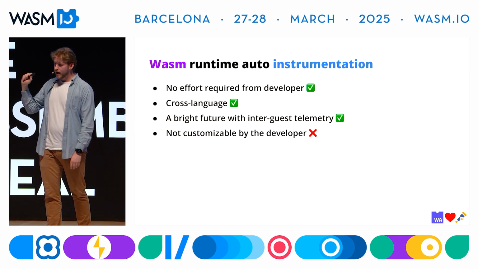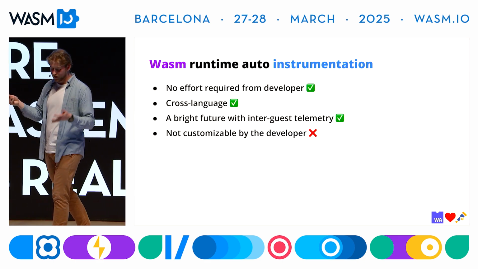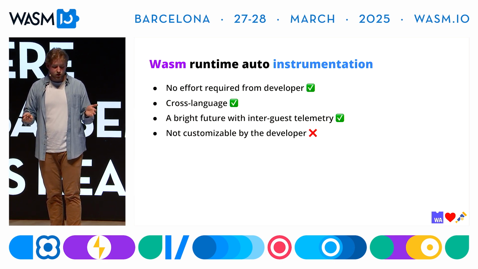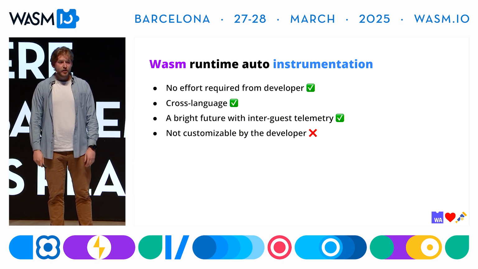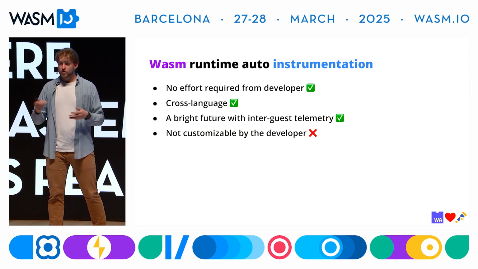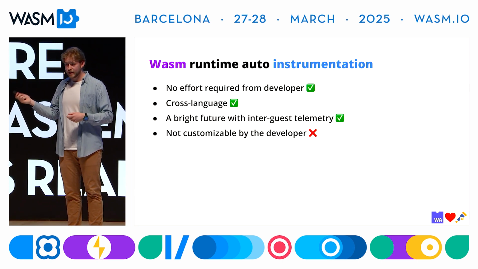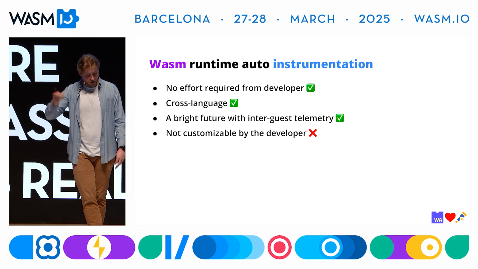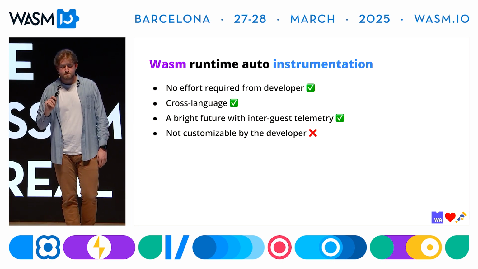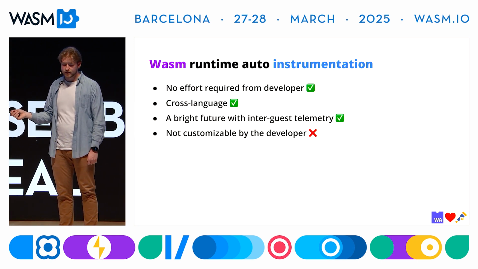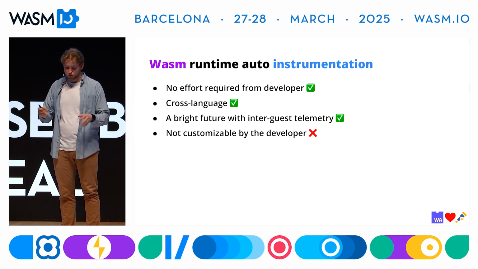So let's recap auto instrumentation, and figure out the pros and cons here. The big obvious one is that there's no effort required from the developer. You just very conveniently get this telemetry out of the box, which is handy. It's cross-language, obviously, because we basically get that out of WebAssembly. With WebAssembly being polyglot, you don't need to worry about that. You just hand it your components, and you'll get your tracing. And also, there's a really bright future, I think, with what we can do with the inter-guest telemetry stuff. So lots of room to grow there.